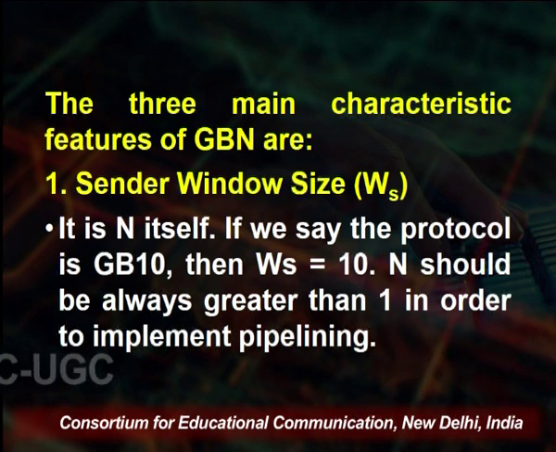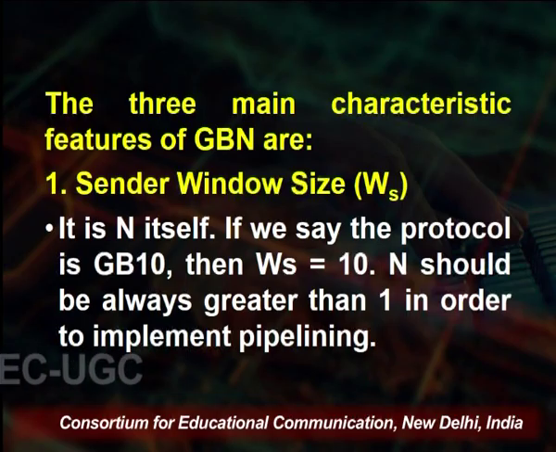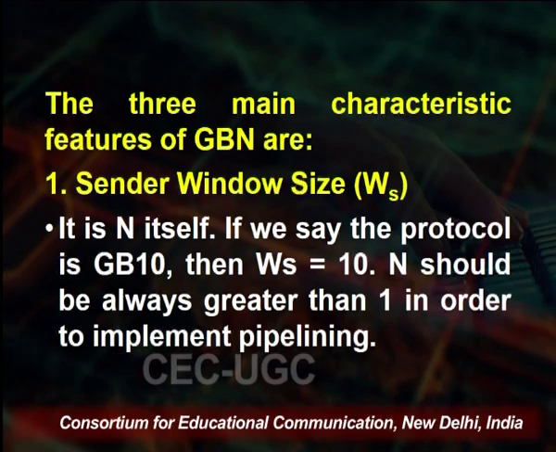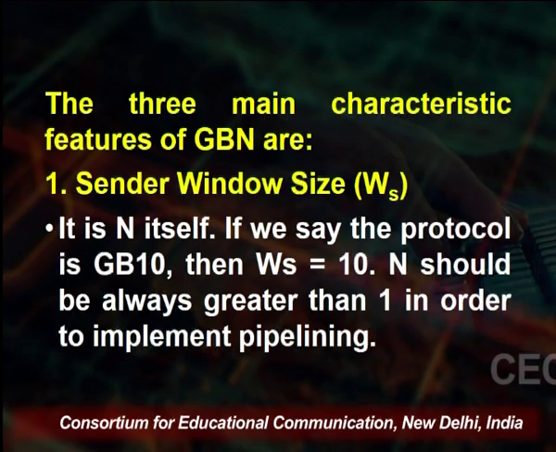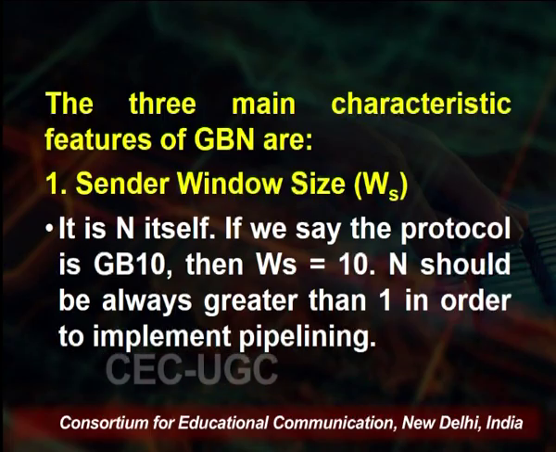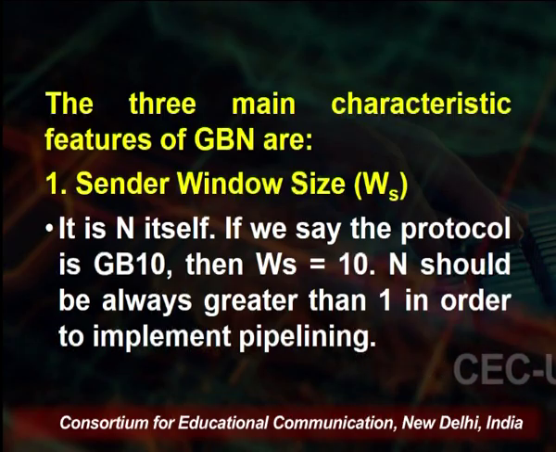So, if we say the protocol is GB10, then the window size of the sender, which is WS, is obviously 10, and n should always be greater than 1 in order to implement pipelining. Now, why? Because when your n is equal to 1, your sliding window protocol will eventually turn into your stop and wait protocol, because in a stop and wait protocol 1 frame is sent and then the sender is waiting for the acknowledgement.